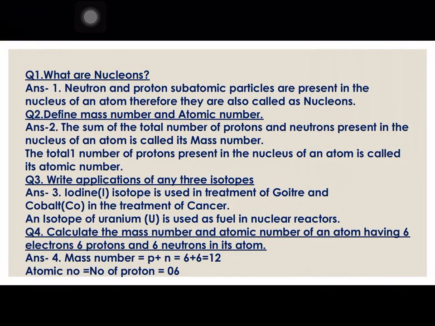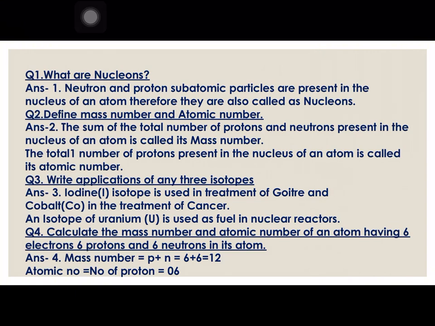Question answers are there. What are nucleons? Neutron and proton subatomic particles are present in nucleus of an atom, therefore they are also called nucleons. Okay. Question 2. Define mass number and atomic number. The sum of total number of protons and neutrons present in nucleus of an atom is called its mass number, and the total number of protons present in the nucleus of an atom is called its atomic number.